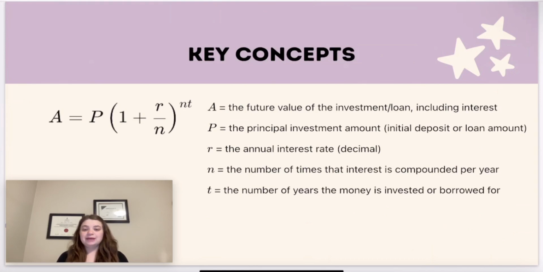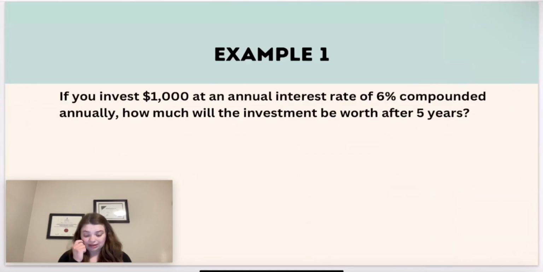N is the number of times the interest is compounded per year, because if the interest is compounded more often than once per year, then we need to account for that and divide by the number of times that it actually is compounded. Then T is the number of years that the money is invested or borrowed for. So let's move on to example one and talk about how we would do it.